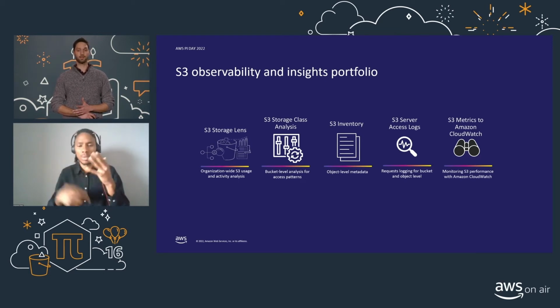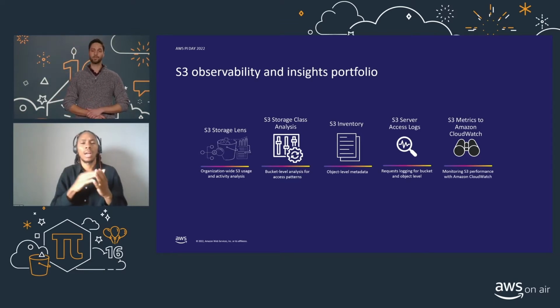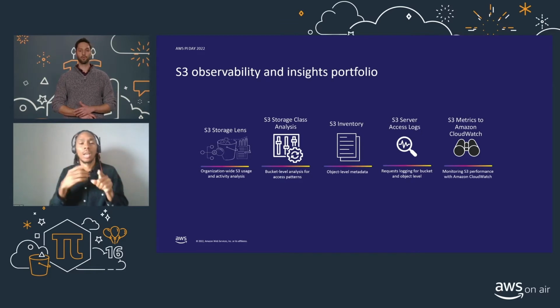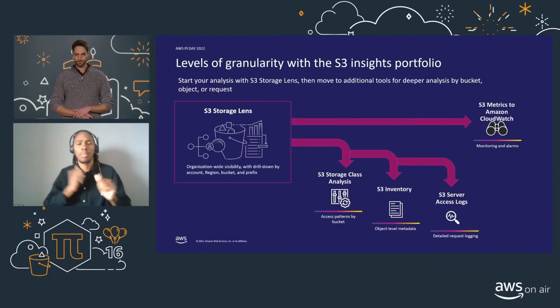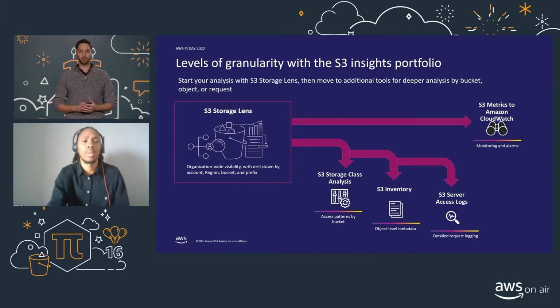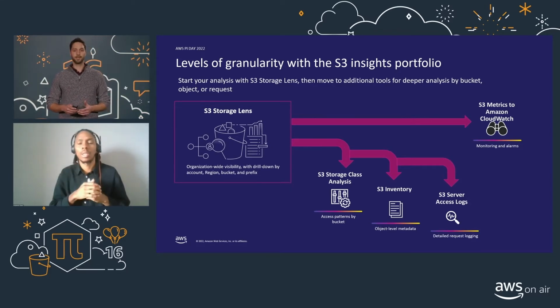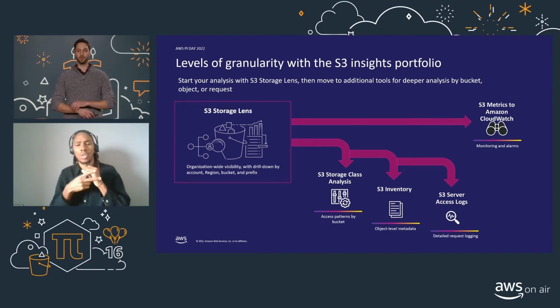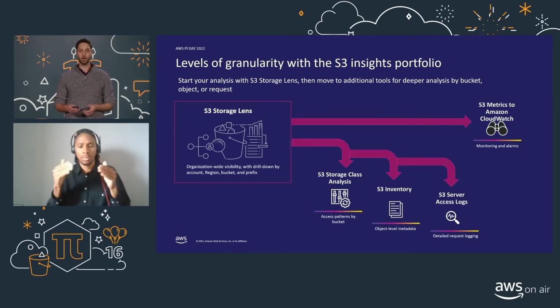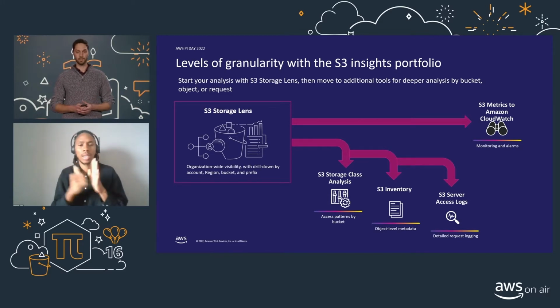S3 Server Access Log is a tool to log access requests at the bucket and the object level. And last but not least, we have S3 Metrics to CloudWatch to monitor S3 performance in CloudWatch. When we think about the customer journey into storage observability, we usually see Storage Lens as the first and easiest entry point for our customers to start with observability. And that is because Storage Lens is designed to give you centralized visibility across your entire organization or account with just a few simple clicks.